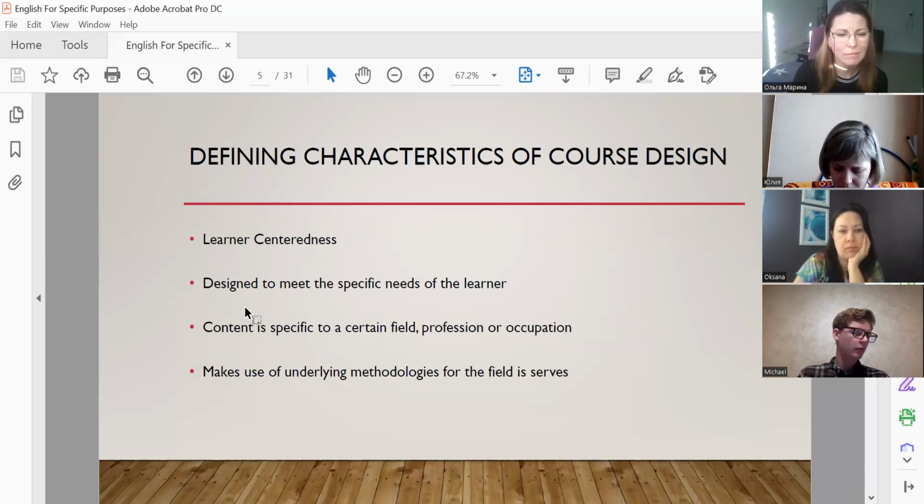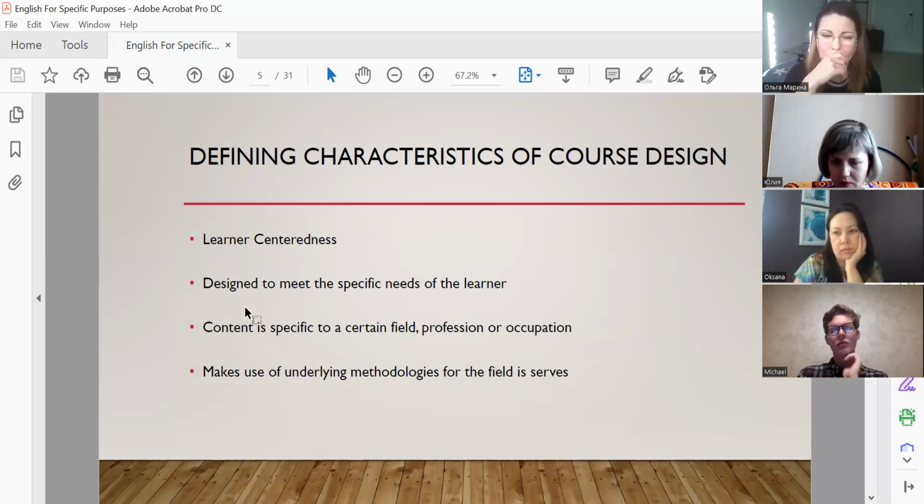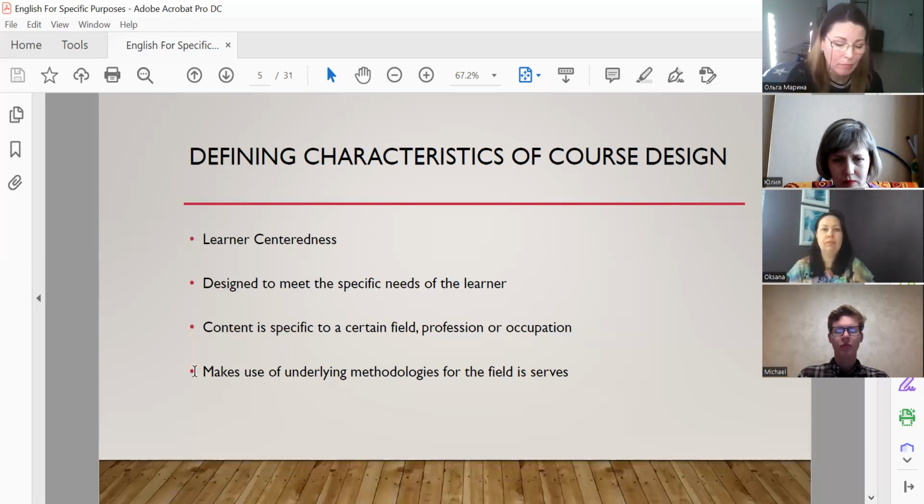If we are designing a business English course, it could be a general business English course, or it could be, for example, geared towards one subfield of business English. So it could be really specialized. And lastly, it makes use of underlying methodologies for the field it serves. What this means is what we do in general English, we also do in English for specific purposes. So the same methodologies apply to both.